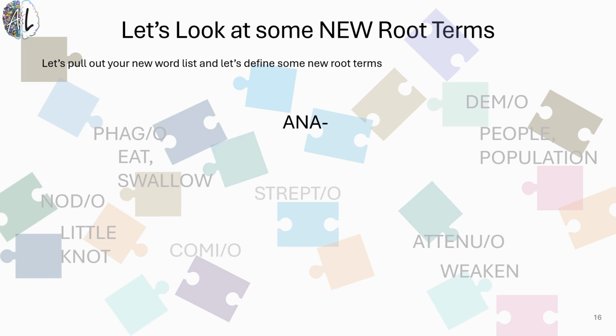Next, we have the prefix ana. Ana, A-N-A. Okay, ana refers to being up, sometimes above, right, around, outside. You'll see some slightly looser definitions as we get to some words, but the strict definition means to be up.